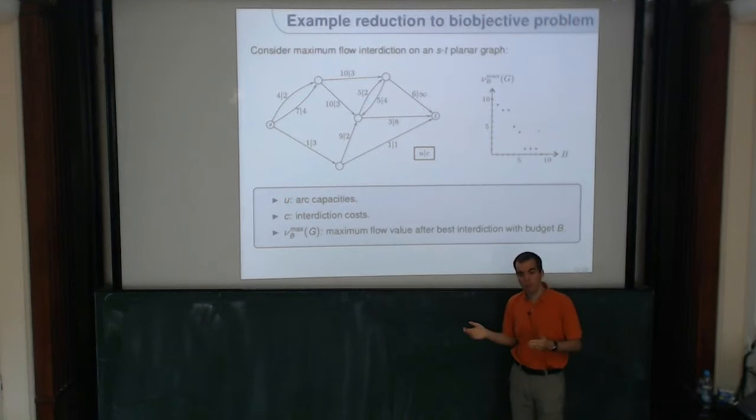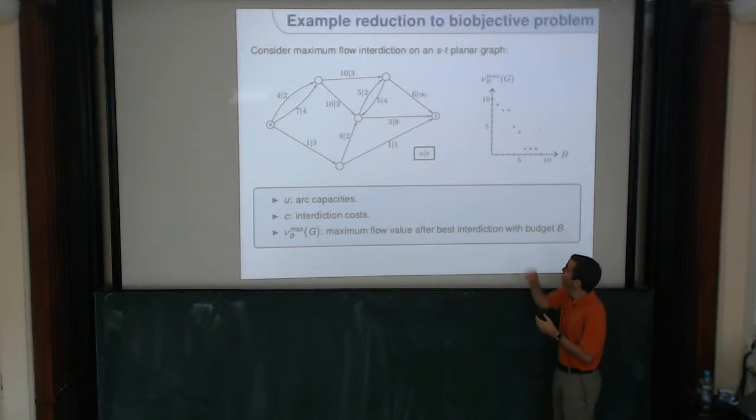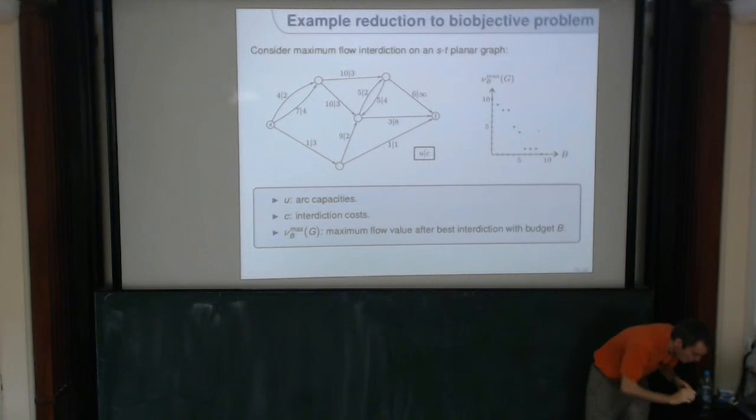The second number is the interdiction cost. And just to recap things, here on the right, for every possible budget, I indicated what is the remaining flow after the best interdiction with that budget. So let's just look at an example maybe.